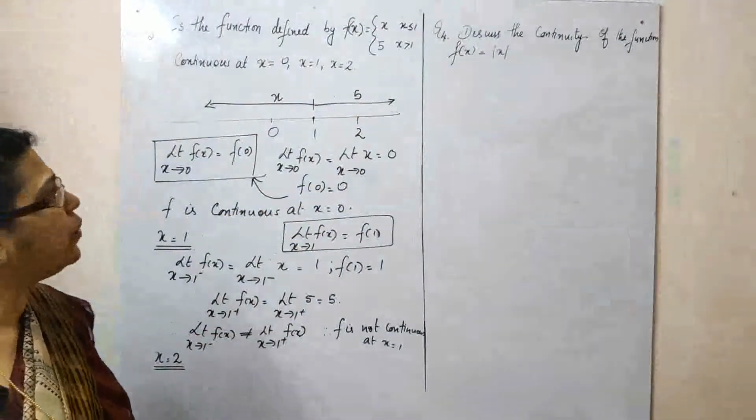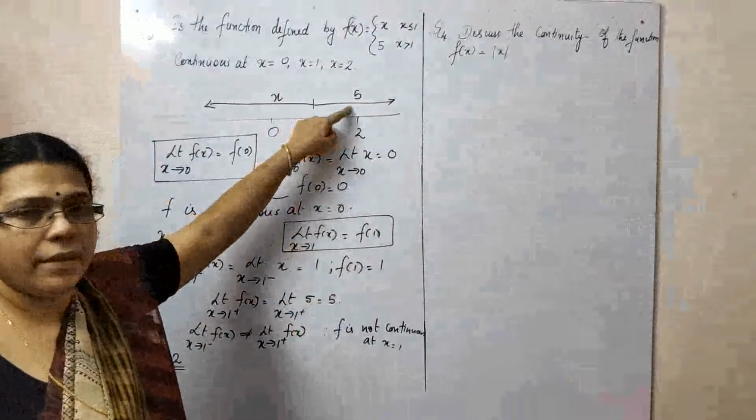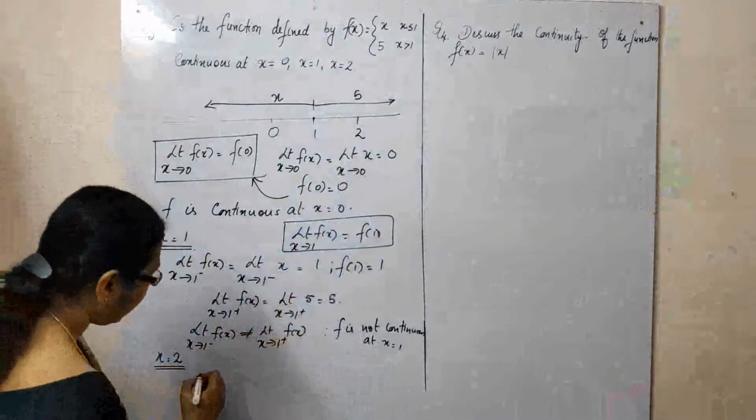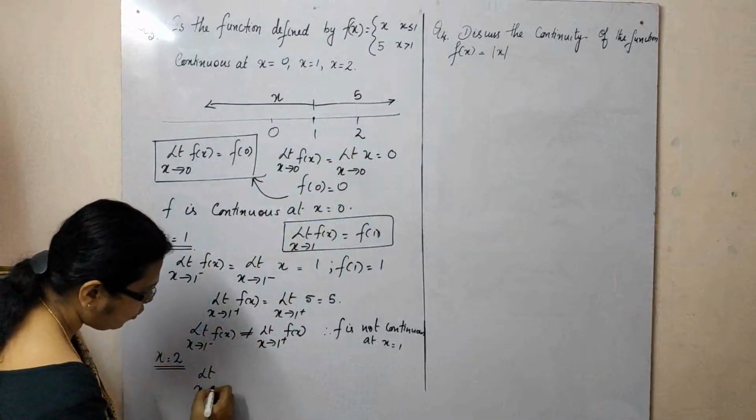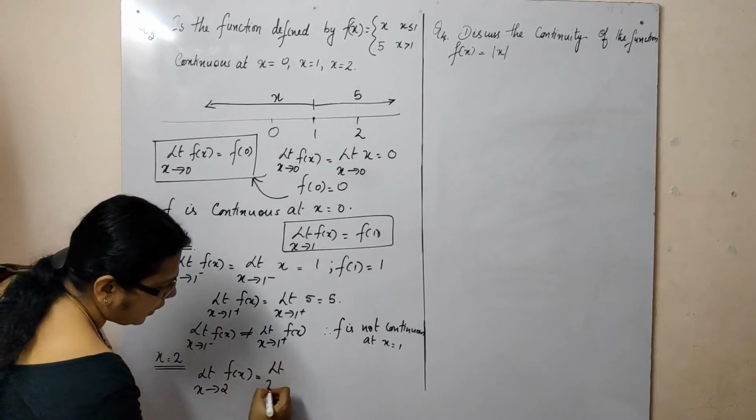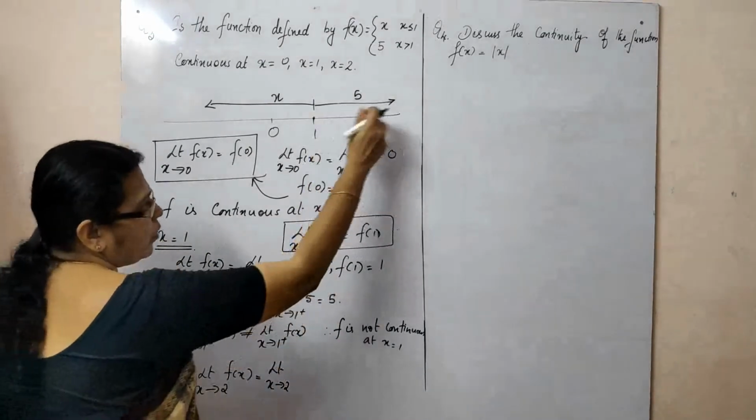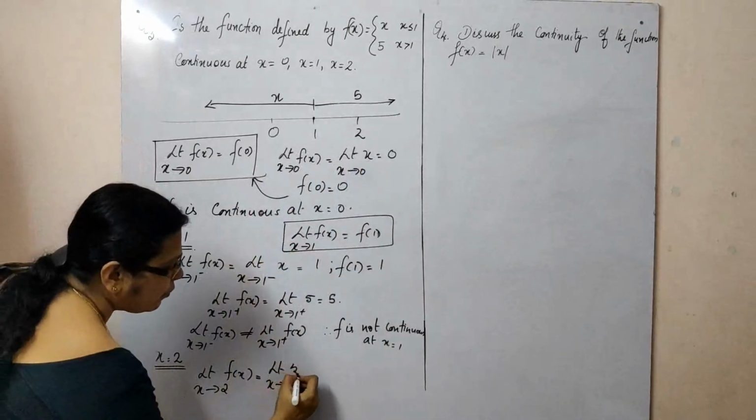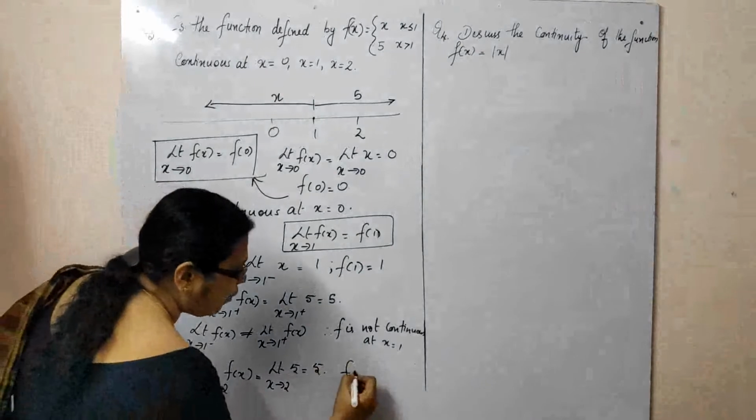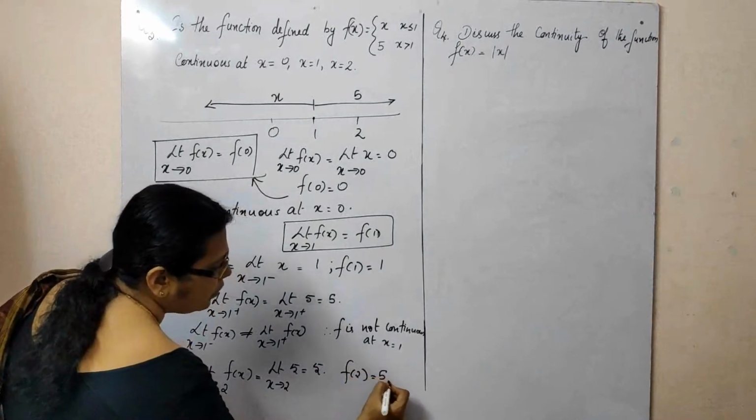The function at 2 again is 5. Again, the limit as x tends to 2 of f of x is equal to what? Limit x tends to 2 from both sides, what is the function's value? 5, which is equal to 5. As well as f of 2 is also equal to 5.